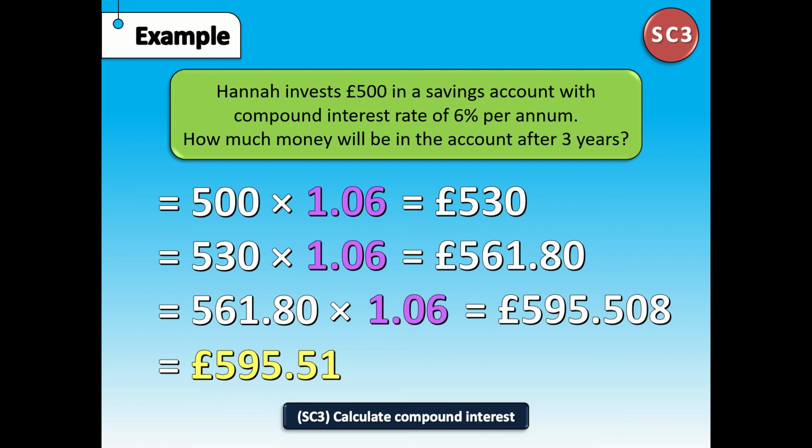So in the first year, after 1 year, there'll be £530 in the account. After 2 years, there'll be £561.80 in the account. And after 3 years, there'll be £595.51 in the account.